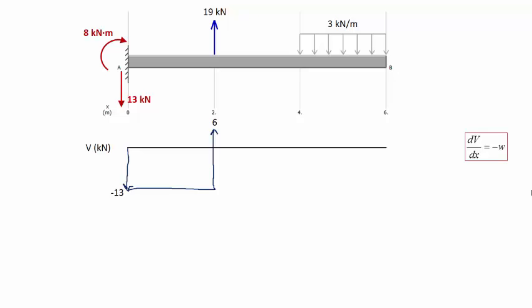For the next 2 meters, again, we don't have distributed load, so the slope of the shear force diagram is 0. That means that we still have a horizontal line, and the shear force remains at 6 kilonewtons.